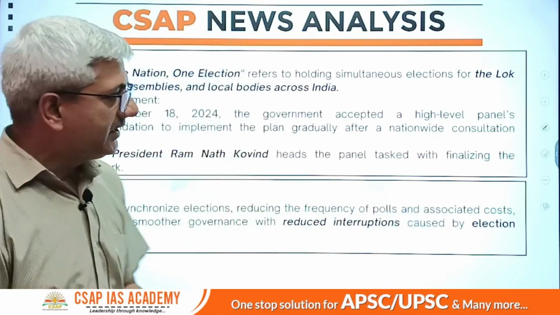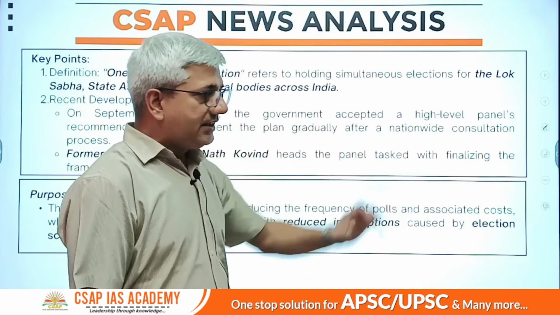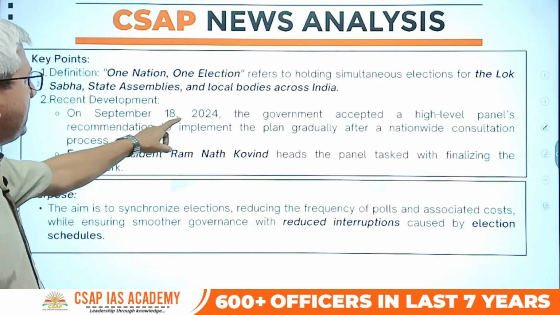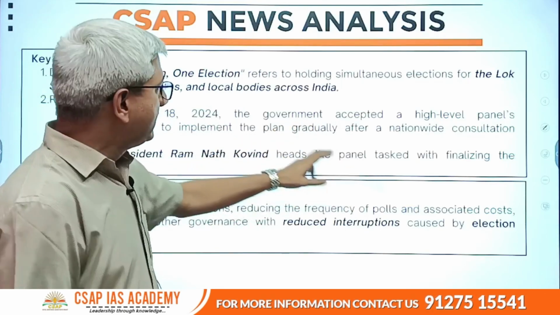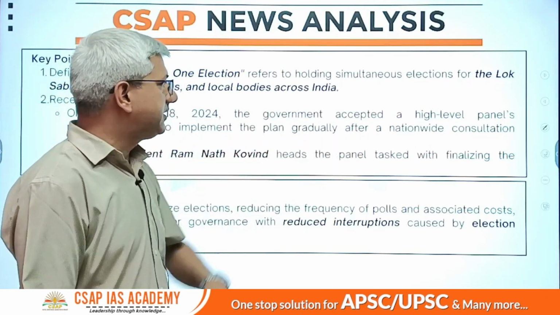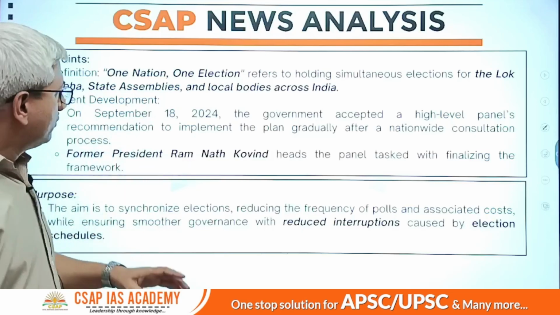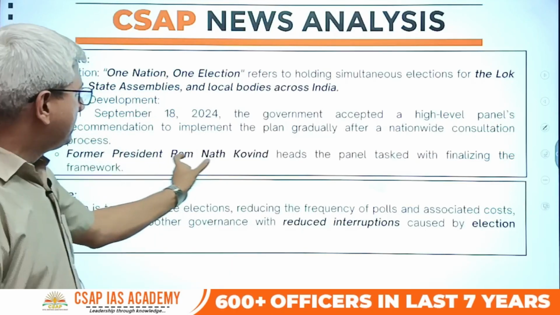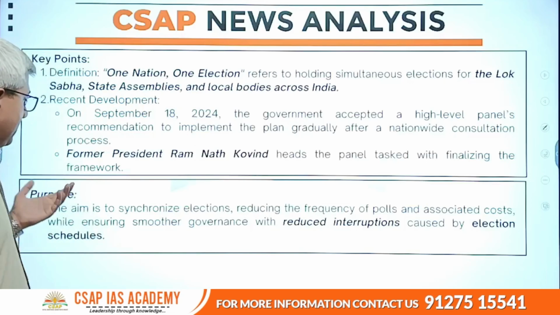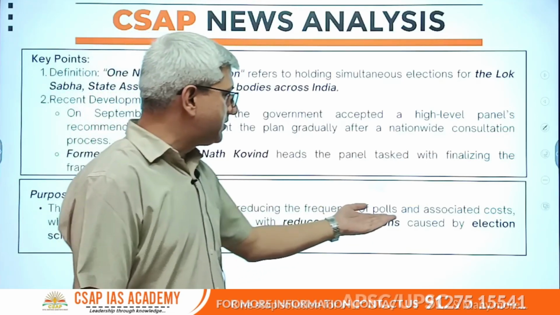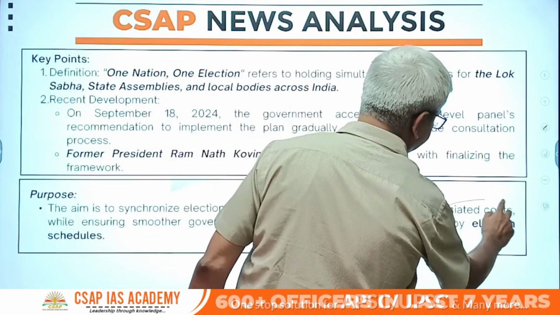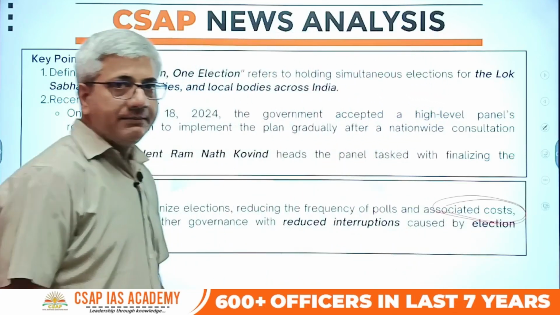Pros and cons, the details you can find as I said by clicking the I button. Recent development: on September 18, 2024, that is yesterday, the government accepted a high-level panel's recommendation to implement the plan gradually after a nationwide consultation process. Former President Ramnath Kovind heads the panel tasked with finalizing the framework. The aim is to synchronize elections, reducing the frequency of polls and associated costs. Main importance is to hold associated costs, which we can minimize.